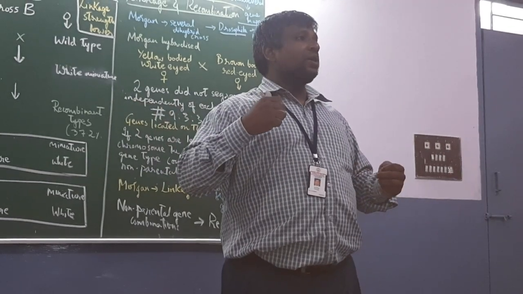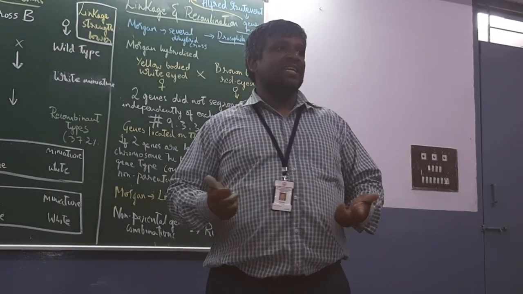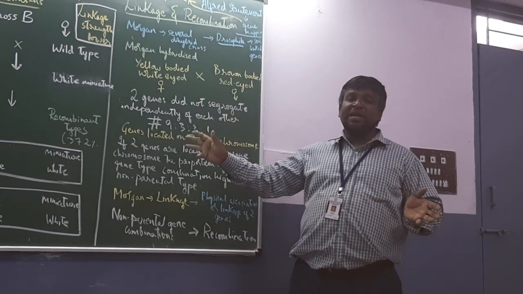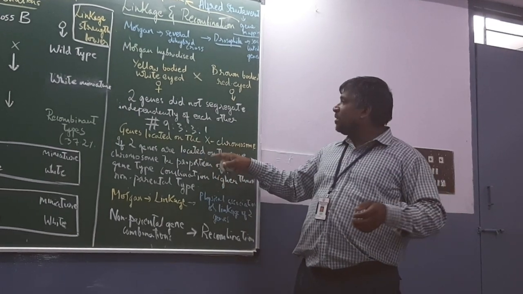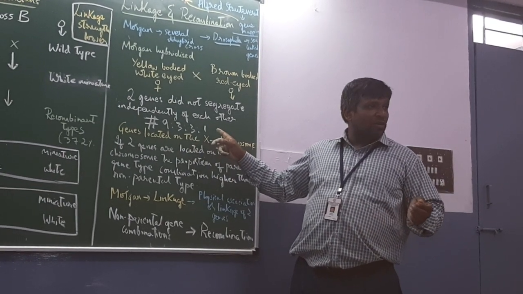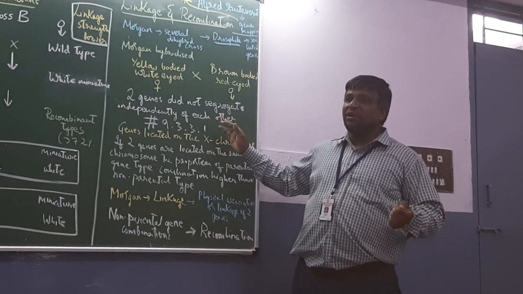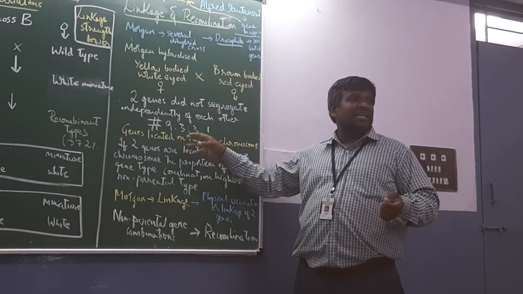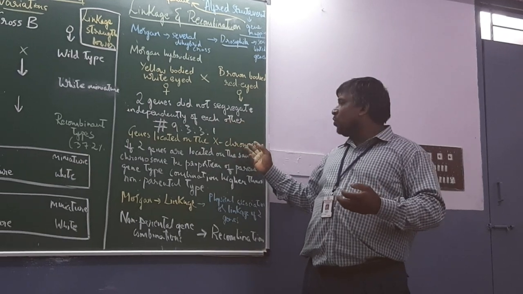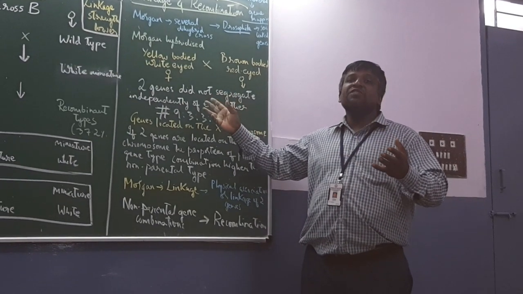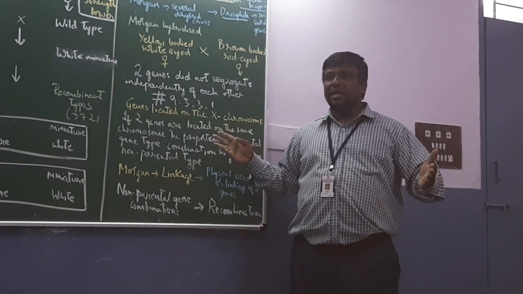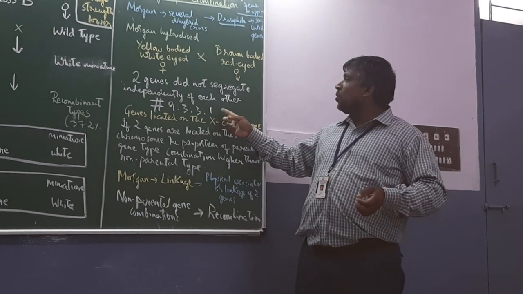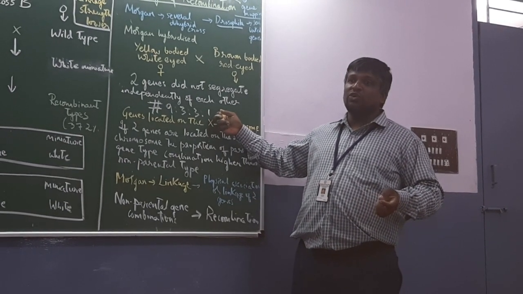So how did Morgan come to a conclusion that these are sex-linked genes? Because they did not show the normal independent segregation that you expect from a Mendelian cross. Neither did they exhibit the dihybrid phenotypic ratio of 9:3:3:1. He was able to analyze that these genes were located on the X chromosome, because of which they showed this deviation from Mendelian principles. The phenotypic ratio was not exhibited.